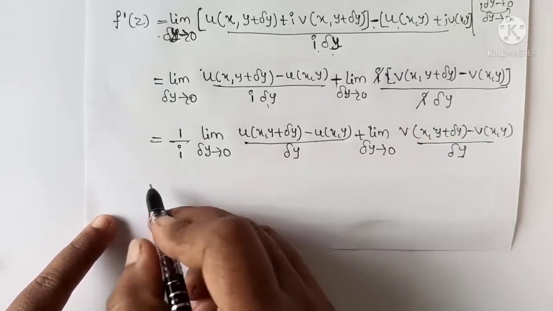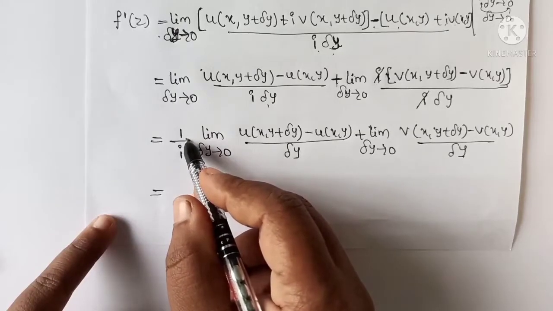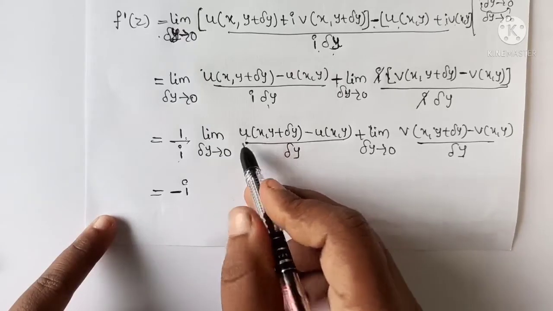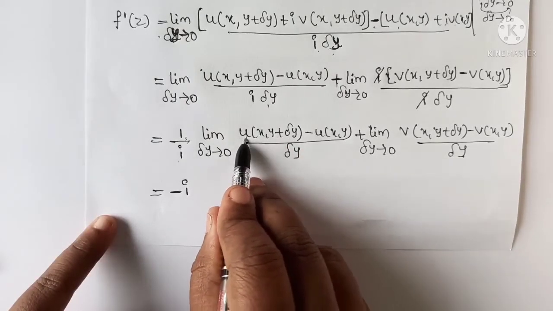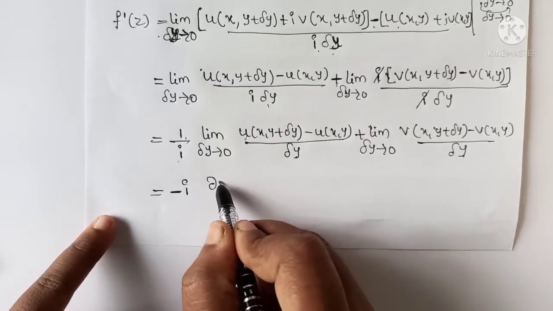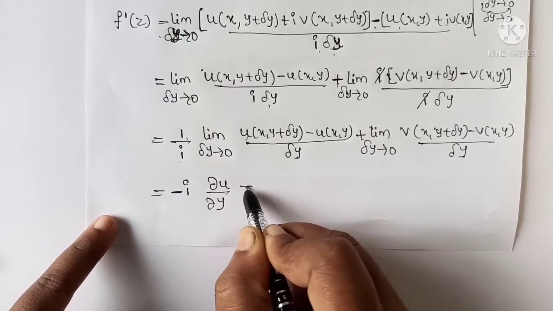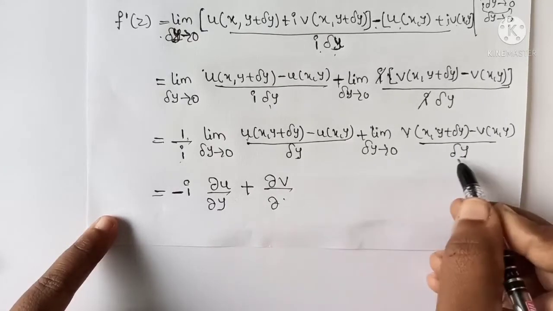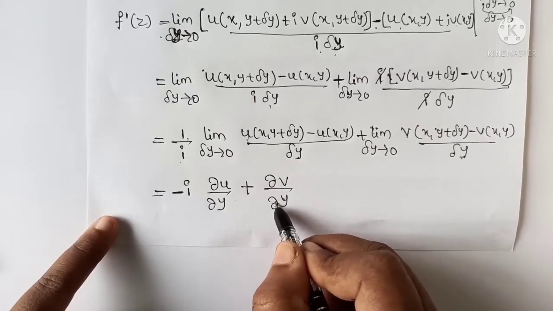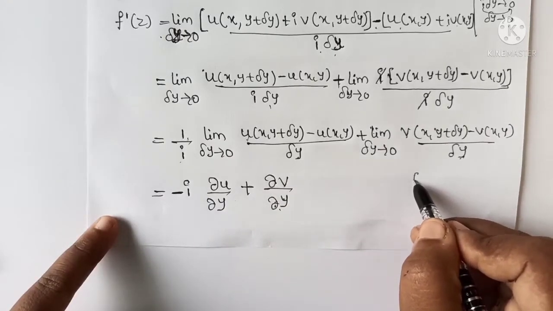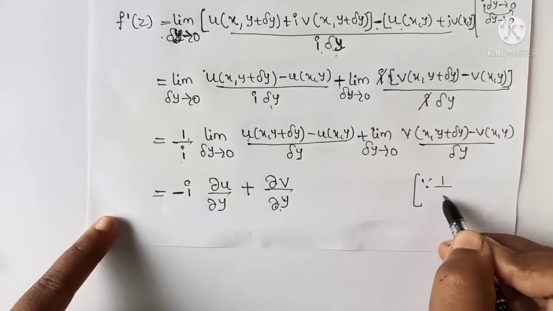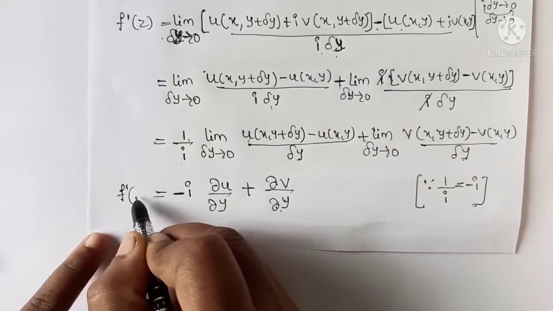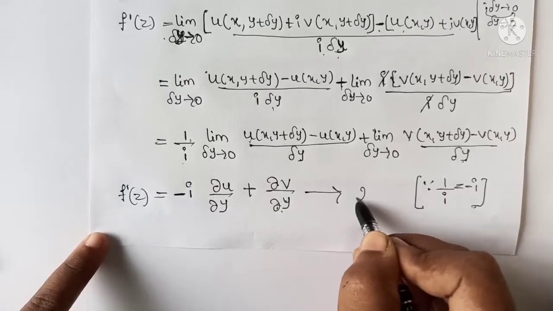So therefore we can write it as, also by the complex numbers we have 1 by i is equal to minus i. So this is the partial derivative of u with respect to y, denoted by dou u by dou y, plus the partial derivative of v with respect to y, therefore it is dou v by dou y. And since we know that 1 by i is equal to minus i, this is f dash of z. Consider this as equation 2.